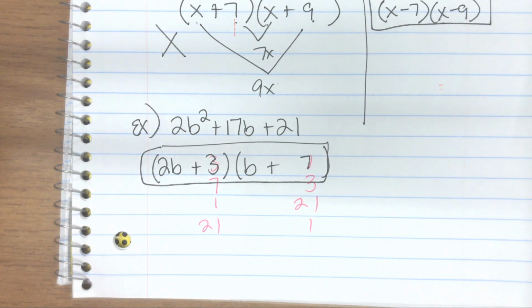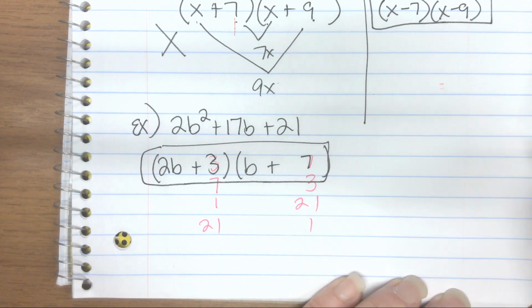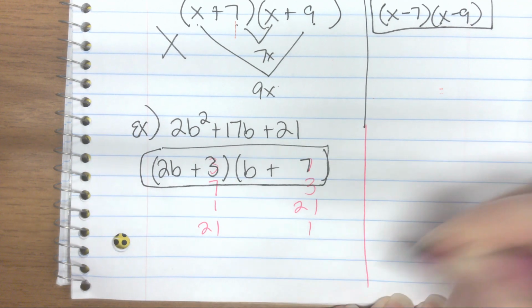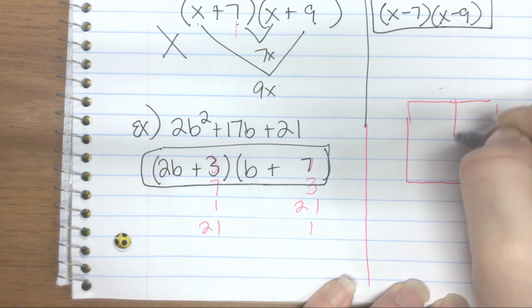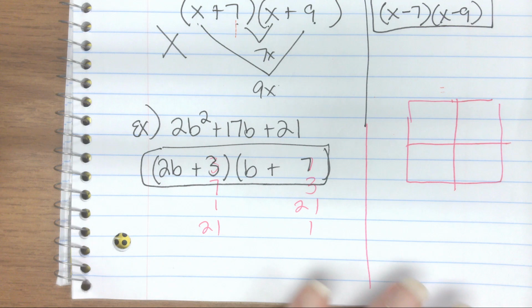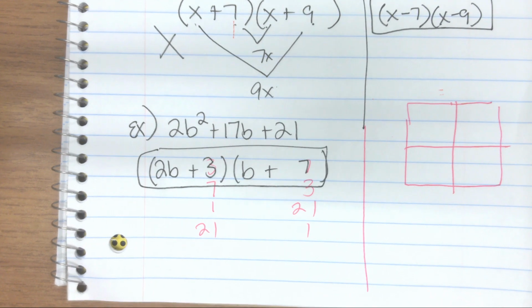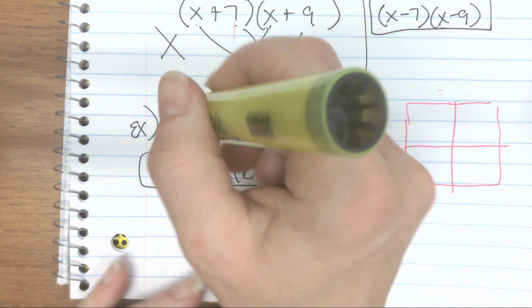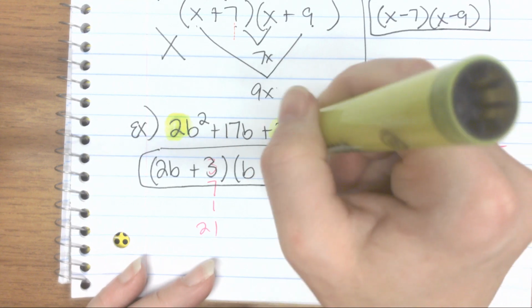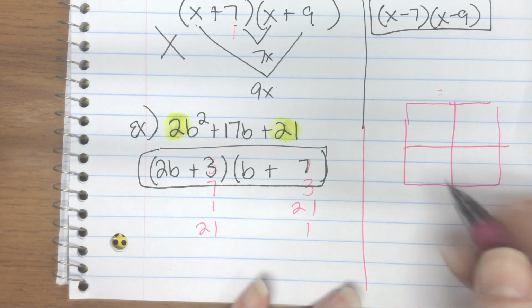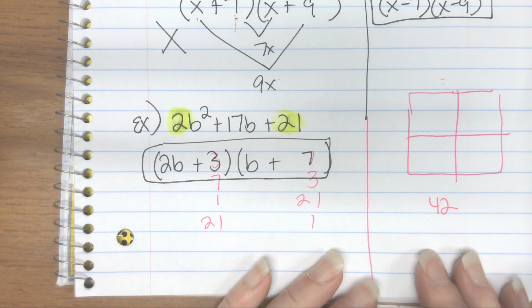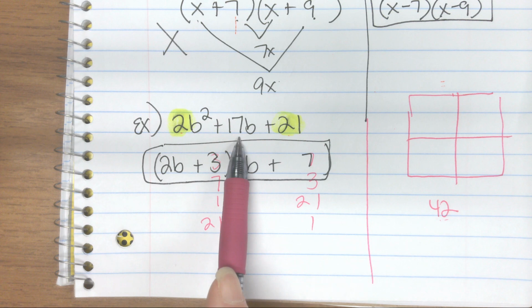Or this is what you can do. You are going to make a box. So this is just a different method. And your box is going to have 4 sections. You can cut your box like that. What you're going to do is take the first and the last thing and multiply them together. So what's 2 times 21? Shout it out. 2 times 21, 42. What you're then going to do is find the factors of 42 that add up to be 17.